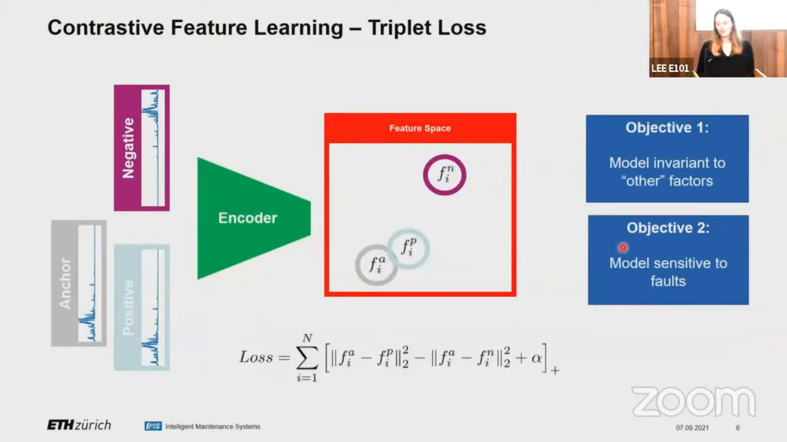And in order to achieve the sensitivity of the encoder model to fluctuations in the data that actually correspond to a health condition, we want to position that very far away from what we have seen before. Of course, we regularize it also, so we don't push it too far away, but this is basically how we want to achieve both of these objectives. So this is the loss function that we use to train our encoder model.